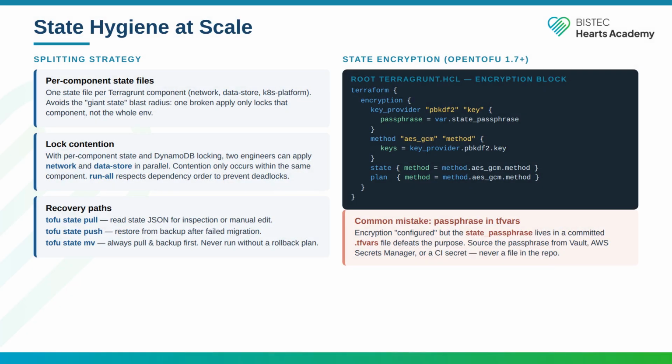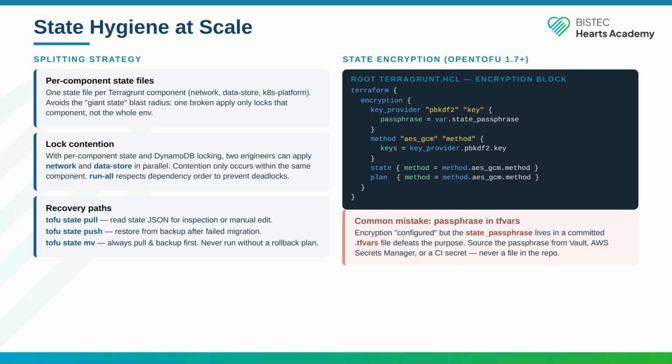State management is where infrastructure as code at scale gets genuinely hard. 3 distinct problems require different solutions. State splitting means 1 state file per Terragrunt component, 1 for network, 1 for data store, 1 for the Kubernetes platform. This limits blast radius. A failed data store apply only locks the data store state. It also makes state operations safer because you are working on a focused, smaller file rather than one giant file containing every resource in the environment.